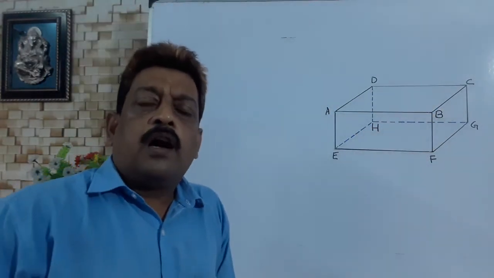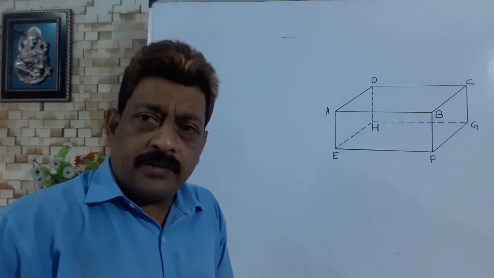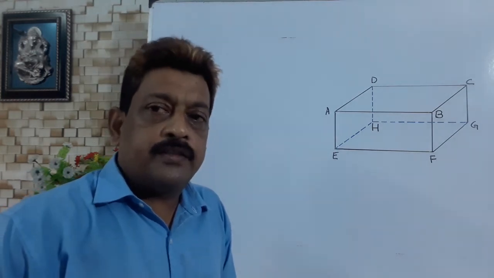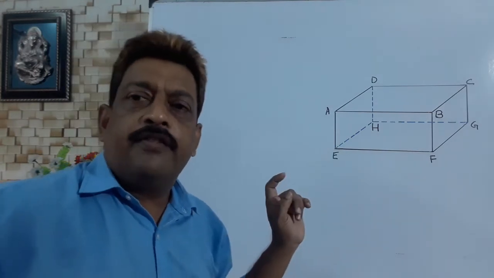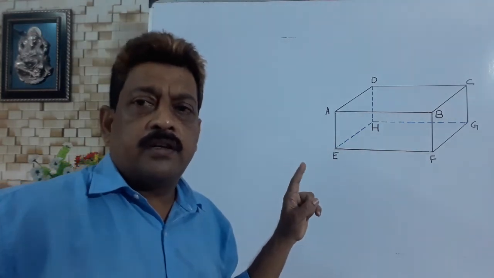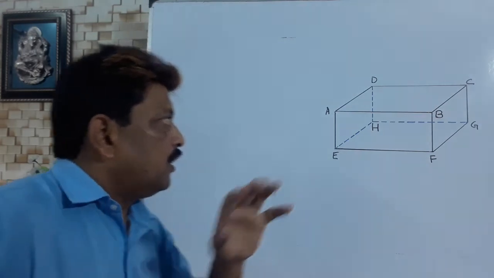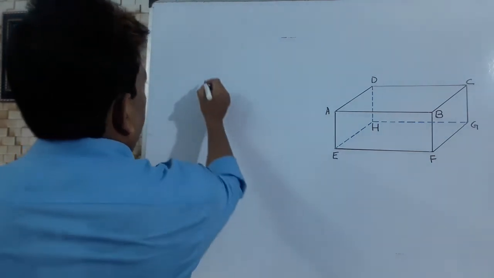So all total how many edges we are getting? 4 for the length, 4 for the breadth and 4 for the height. So all total 12 edges. So therefore a cuboid has 6 rectangular faces, 8 vertices and 12 edges. Now let us see how to find the volume of the cuboid.